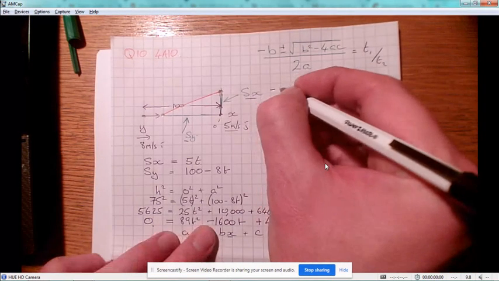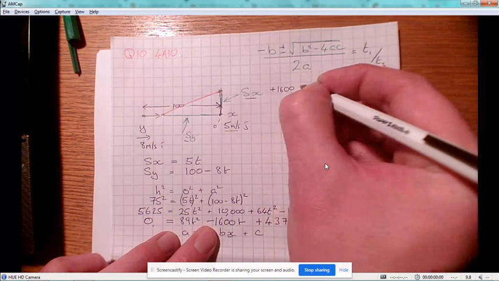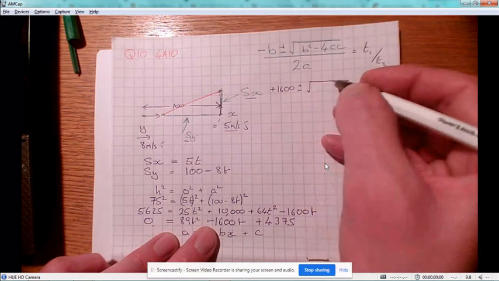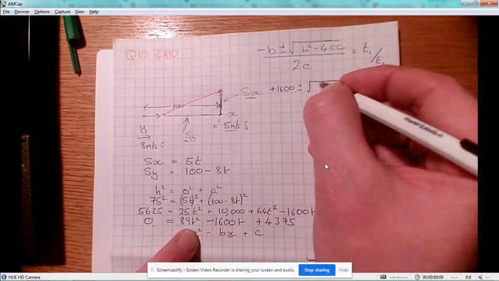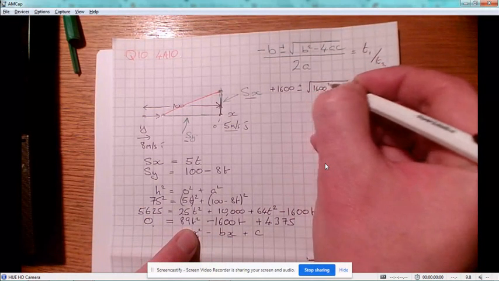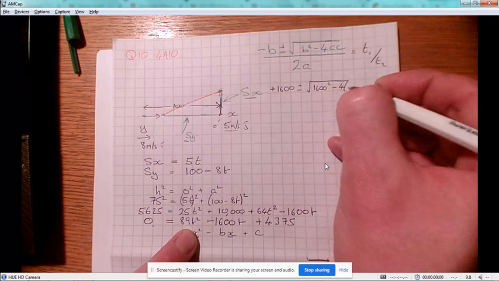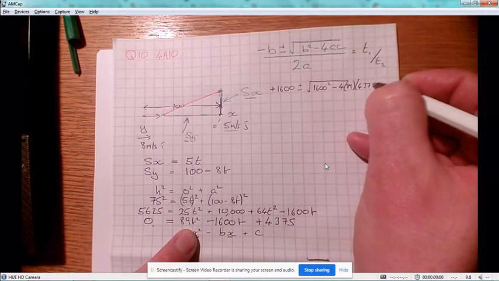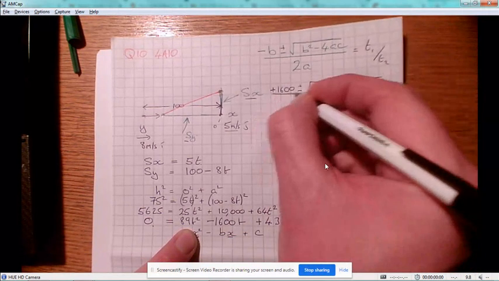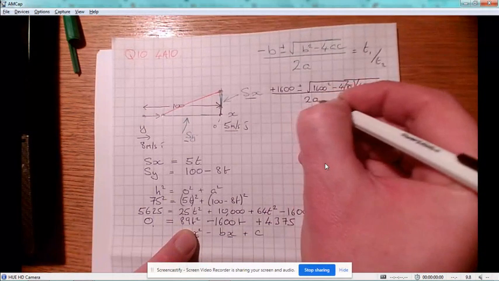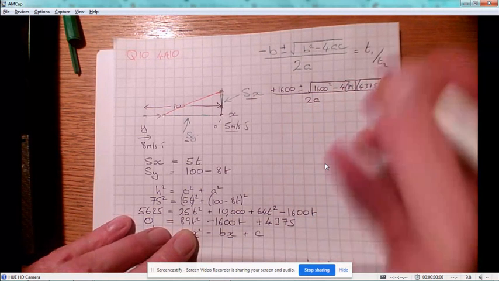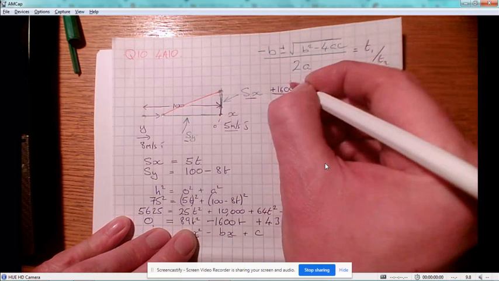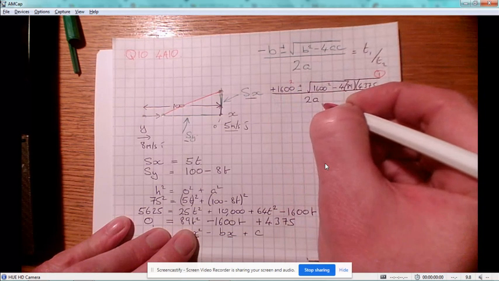So minus minus 1600 is plus 1600, plus or minus the square root of b squared, which is 1600 squared, minus 4 times 89 times 4,375, and all that is over 2a. Again, if I can go back to my labeling tasks, this is the most important thing, or the first thing we need to do. Then we can add it and subtract it from this, and then we can divide.